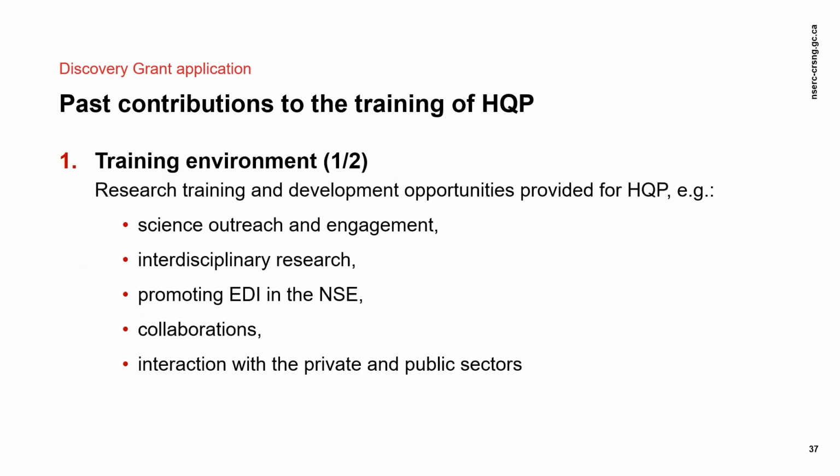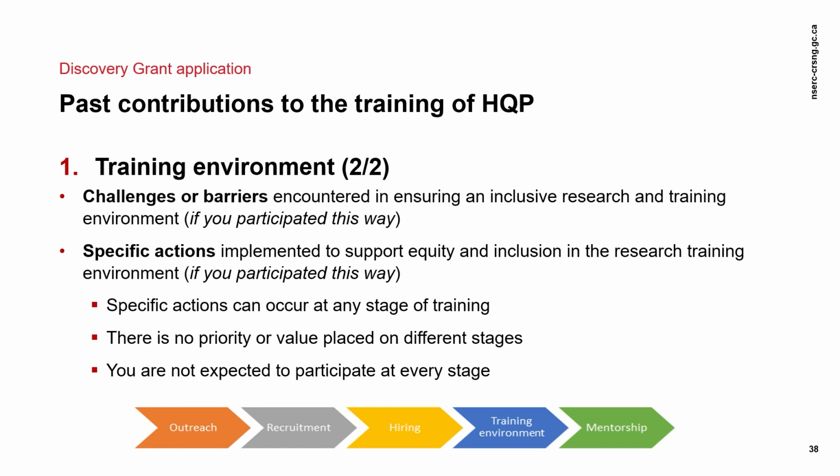In the training environment component, you want to describe the research training and development opportunities that have been provided to your HQP. This could include, but is not limited to, science outreach and engagement, interdisciplinary research, promoting equity, diversity, and inclusion in the NSE, or collaborations and interactions with the private and public sector. The level, content, and involvement of supervision or co-supervision should also be explained. You are asked to describe barriers you identified and specific actions you took in the context of your past research and training program if you participated in this way.